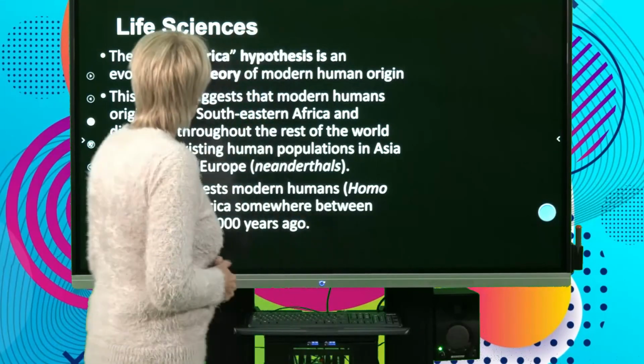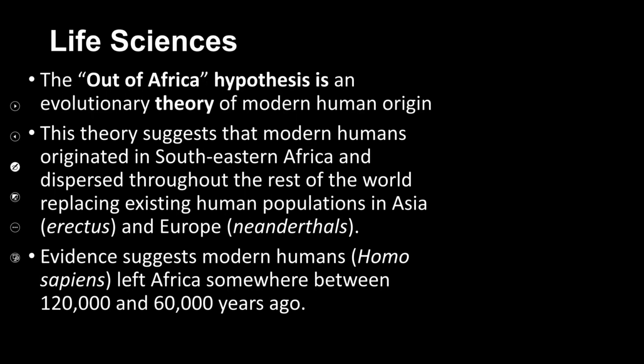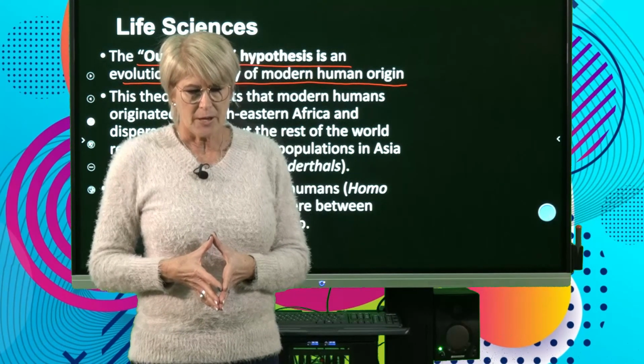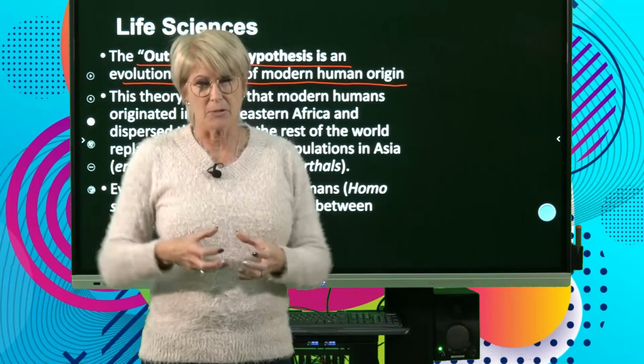All right, so the out of Africa hypothesis is basically an evolutionary theory of modern human origin. Okay, so that's important. It is about where humans came from. And what is important is that you actually know what the hypothesis is.